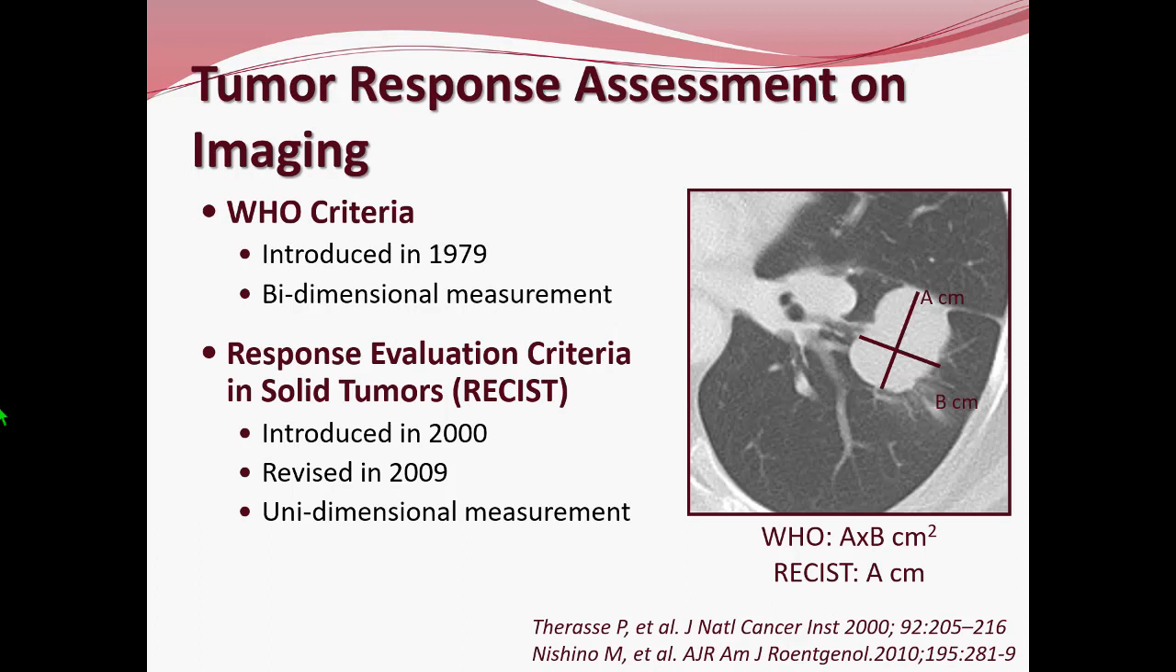In terms of the conventional response criteria, the first criteria was WHO criteria, which came out more than 30 years ago and uses bidimensional measurement. Later, back in 2000, the Response Evaluation Criteria in Solid Tumors, or RECIST, came out, which uses unidimensional, mostly longest diameter assessment. And this RECIST criteria has become the standard of tumor response assessment in most of the solid tumors in the nearly 2 decades, and has provided a basis for regulatory approvals of new drugs.